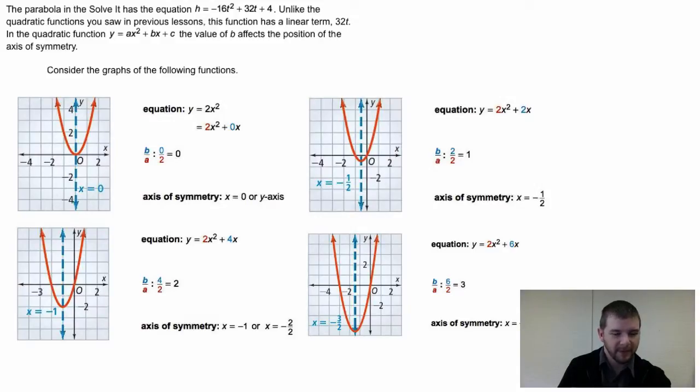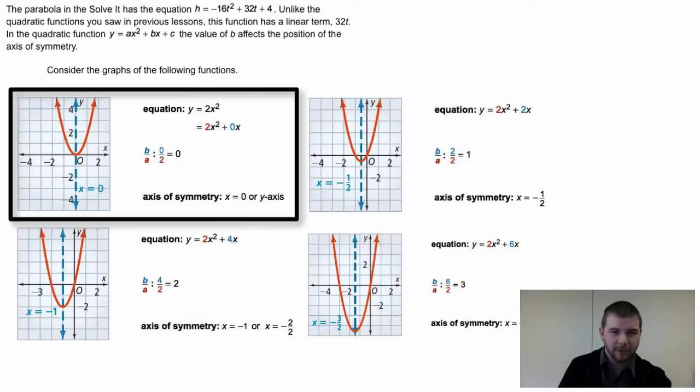So here's our first, the top left. The equation is y equals 2x squared. So note, our linear term, if we were to write that in there, is going to be plus 0x. And so therefore, because of the 0b term, we will have a parabola that's symmetric about the y-axis, meaning it has an axis of symmetry of the y-axis. The equation for that we can see below. The axis of symmetry is x equals 0, but we more often just call that the y-axis.